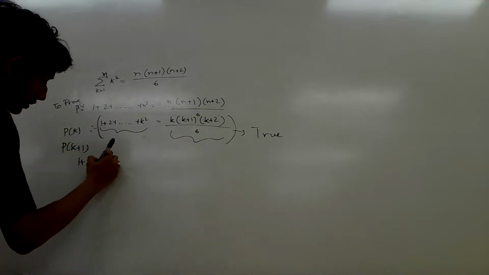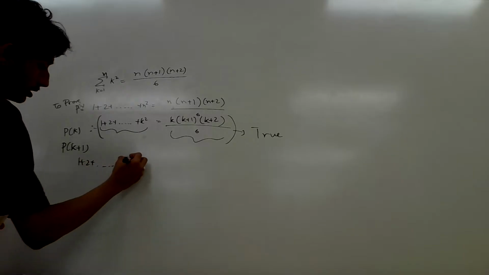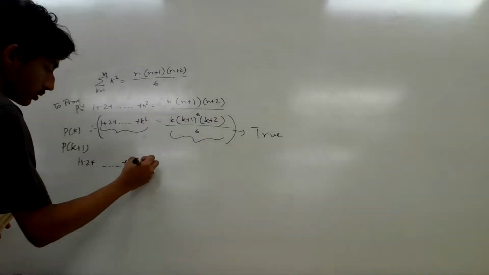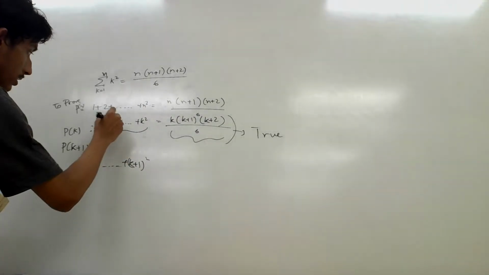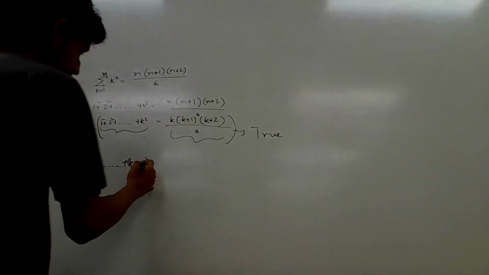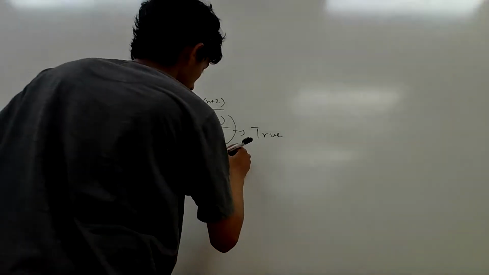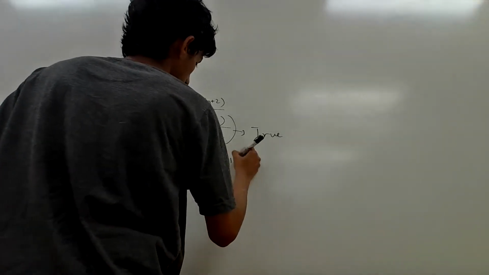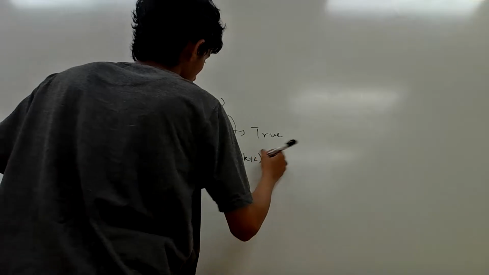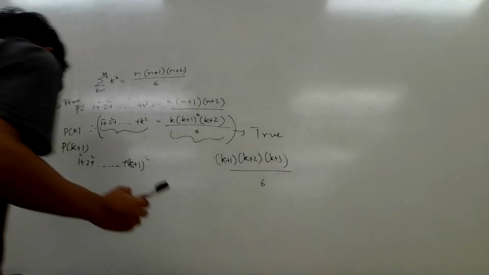So 1 plus 2 plus 3 plus dot dot dot until k plus 1 whole squared, and you take the other side, which will be k plus 1 times k plus 2 times k plus 3 divided by 6.